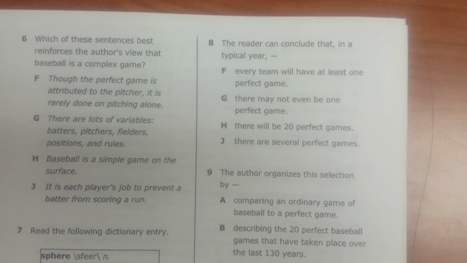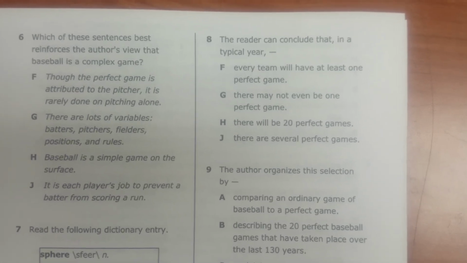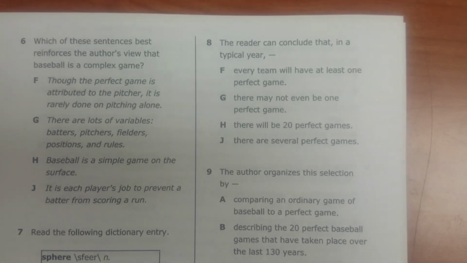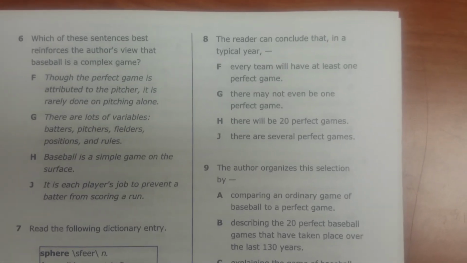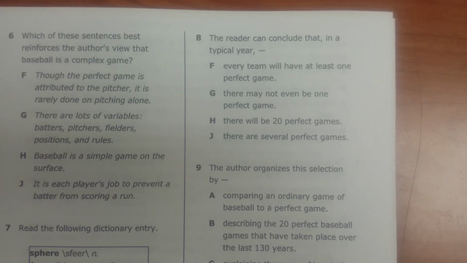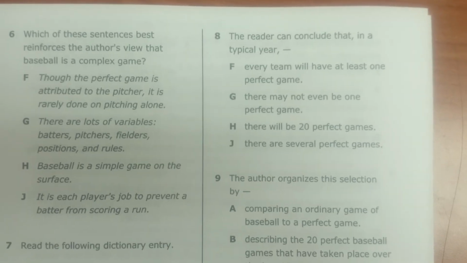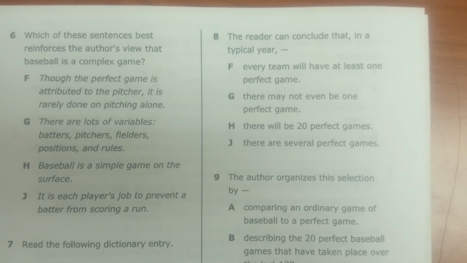8. The reader can conclude that in a typical year, F. Every team will have at least one perfect game. G. There may not even be one perfect game. H. There will be 20 perfect games. J. There are several perfect games.